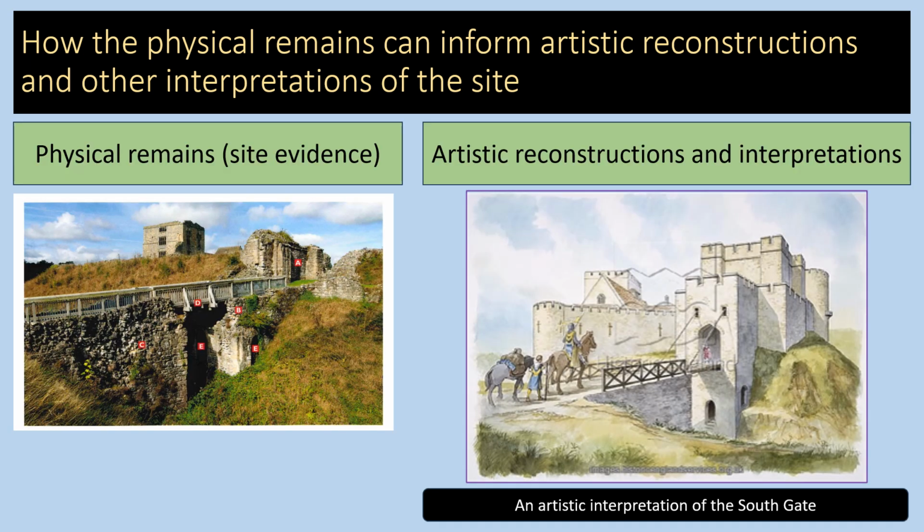Okay, so here's more physical remains. This is of the South Gate, and that has informed this artistic interpretation. Now, one of the nice facts about the South Gate is that the gateway was really large, so you were able to go through on horseback. That's why it was made like that. So that probably informs why the artist has included that within their interpretation, someone approaching the South Gate on horseback.